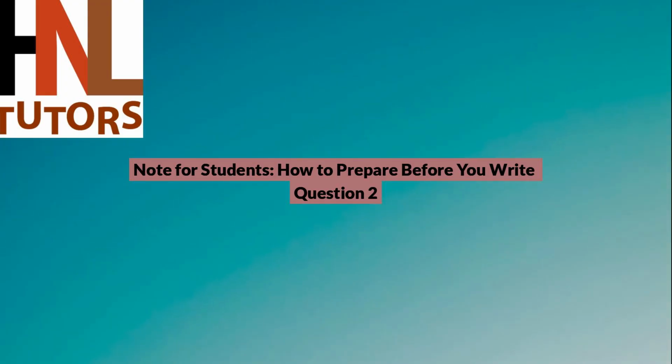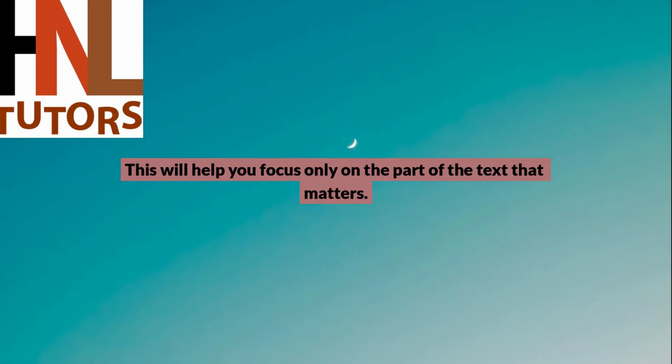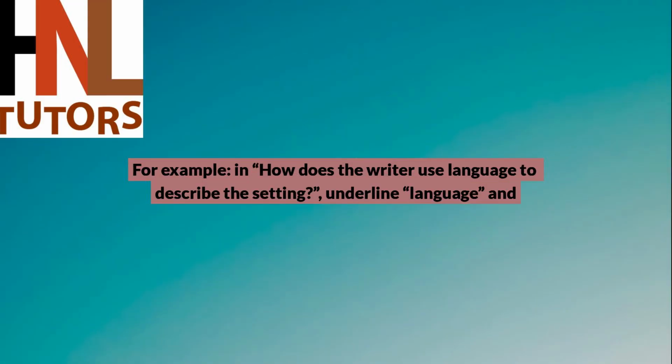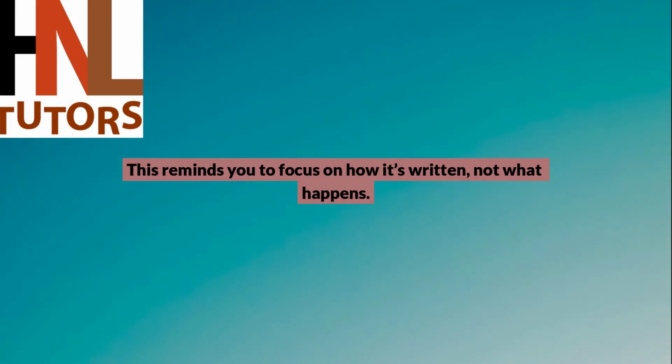Note for students: how to prepare before you write. For Question 2, before you start writing, take one minute to get organized. This will help you focus only on the part of the text that matters. Underline key words in the question. Focus on what you're being asked to do. For example, in "How does the writer use language to describe the setting?", underline "language" and "describe the setting". This reminds you to focus on how it's written, not what happens.